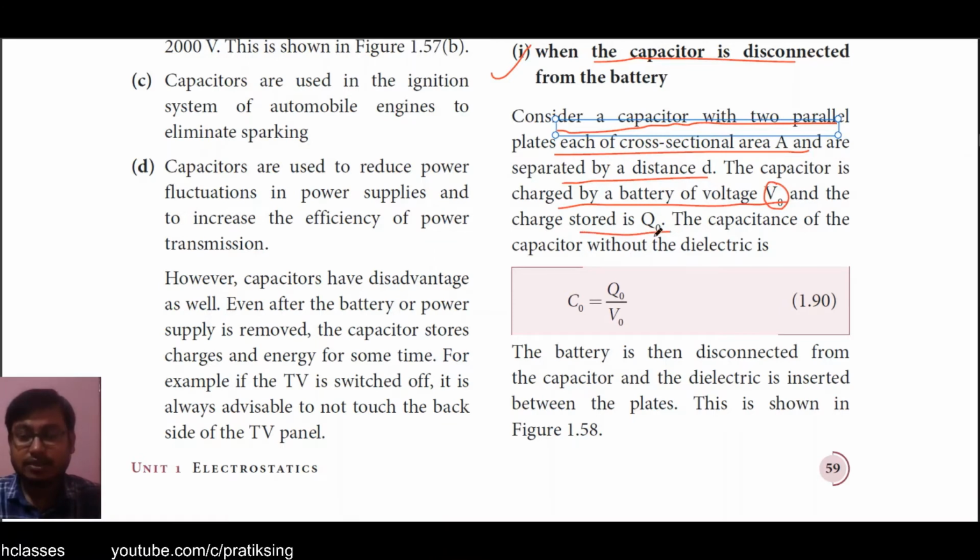Okay, the charge stored here means the charge stored in the battery as well as, when it is connected to the capacitor, this much amount of charge will go to the capacitor. The capacitance of the capacitor without the dielectric will be given by C0 is equal to Q0 by V0. Fine. The battery is then disconnected from the capacitor and the dielectric is inserted between the plates. Means once the capacitor is charged, after that it is disconnected from the battery and then the dielectric is inserted in between the plates of the capacitor as shown in the figure given below.